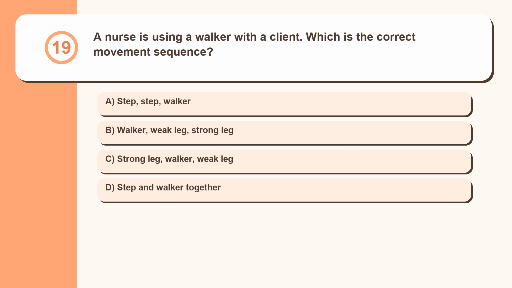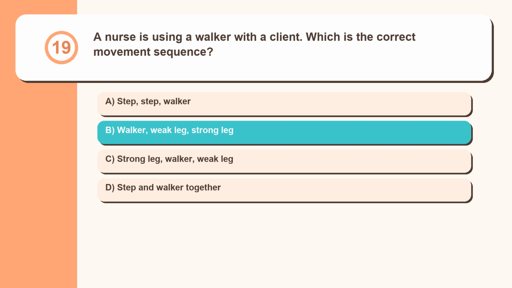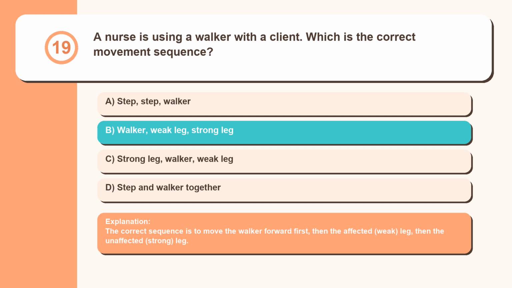Question 19. A nurse is using a walker with a client. Which is the correct movement sequence? Step, step, walker. Walker, weak leg, strong leg. Strong leg, walker, weak leg. Step and walker together. The correct sequence is to move the walker forward first, then the affected, weak, leg, then the unaffected, strong, leg.